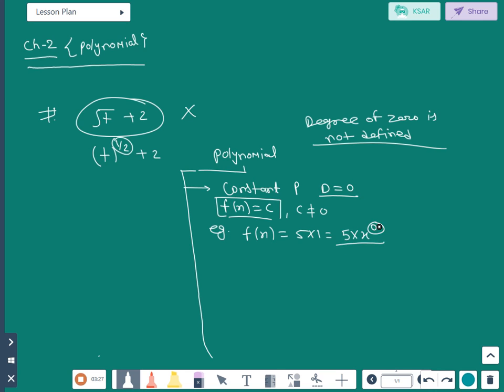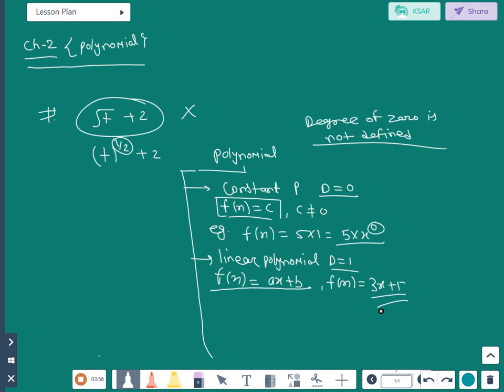Constant polynomial. Second is the linear polynomial. In a linear polynomial, what is the degree of that polynomial? 1. Degree of that polynomial should be 1. What is the standard form of that one? ax plus b is the standard form of that polynomial. For example, f of x is equal to 3x plus 5, where a and b are real numbers.